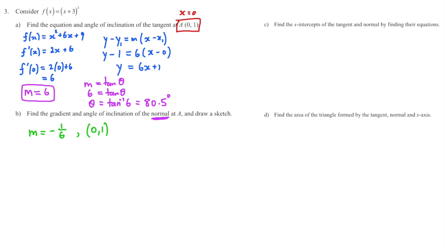So let's find the gradient and the angle of inclination of the normal at A. And then draw a sketch. Well, if the gradient is minus 6, that means tan theta equals minus 1 on 6. I think I said minus 6. The gradient is minus 1 on 6. Get on your calculator and type in the inverse tan of minus 1 over 6, and you will get minus 9.5 degrees.